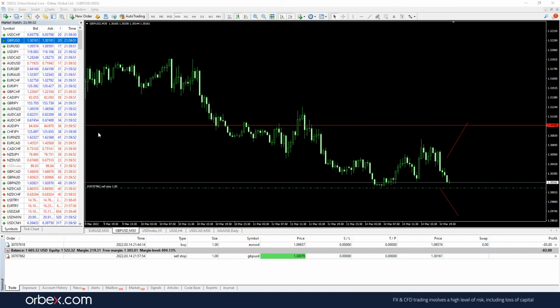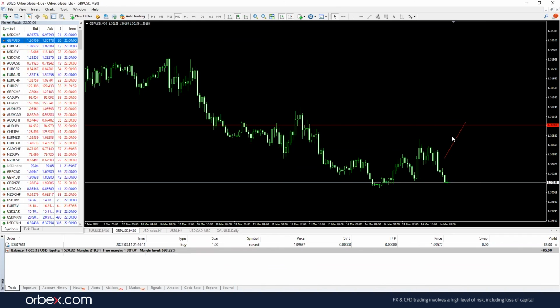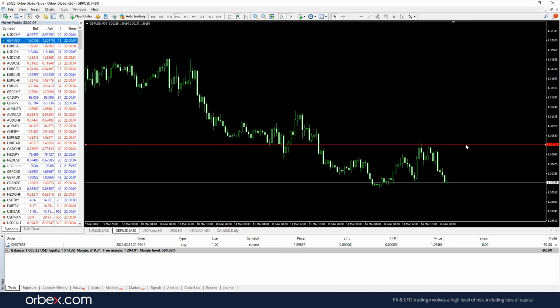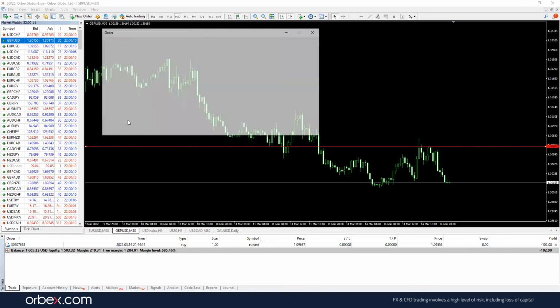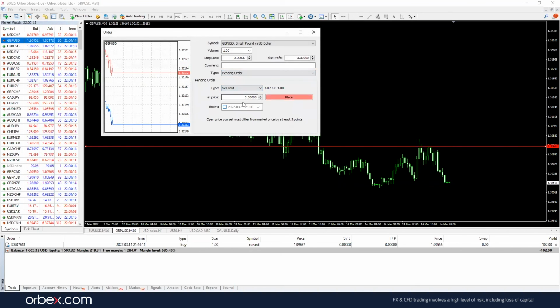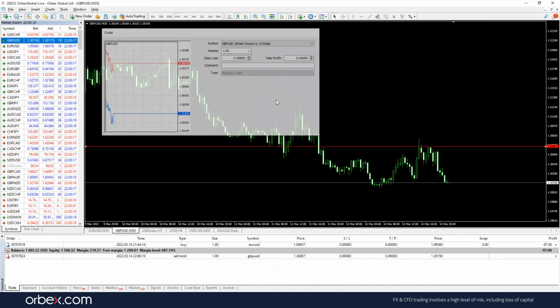So limits, on the other hand, are placed in the opposite way. So I believe, let's just move that away. I believe that the market will hit this price here and then start moving lower, and that will be a sell limit. So pending order, sell limit, so 1.3067.